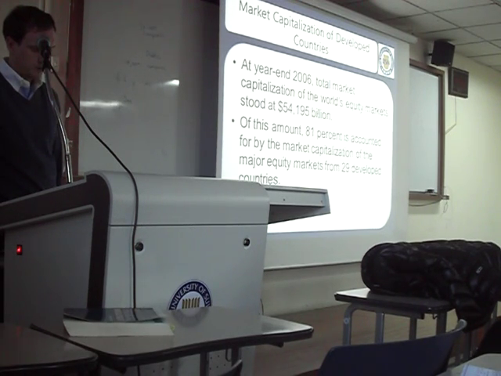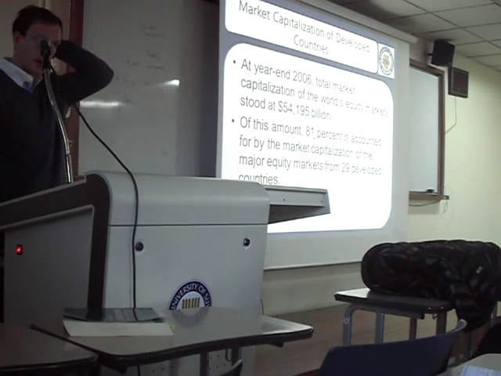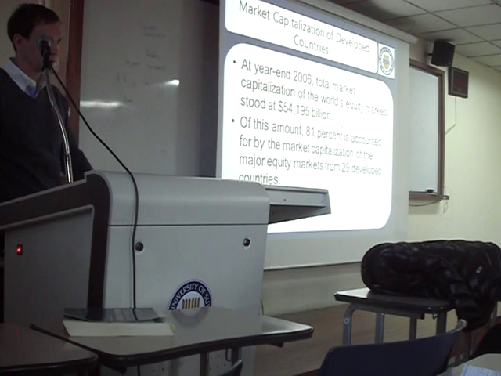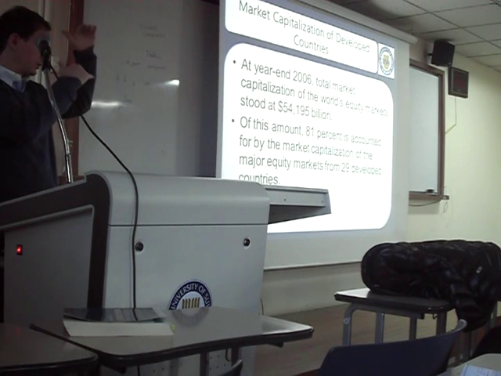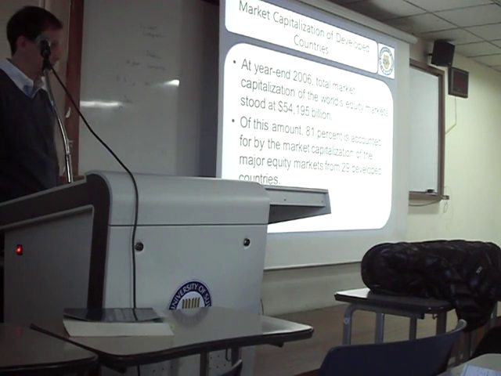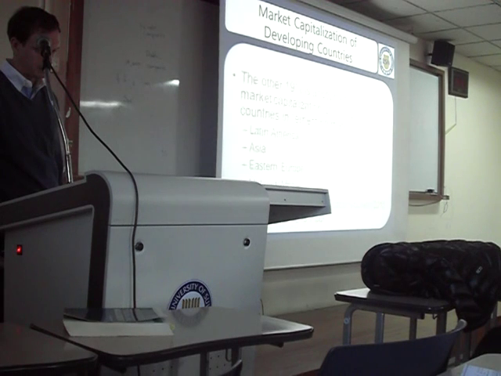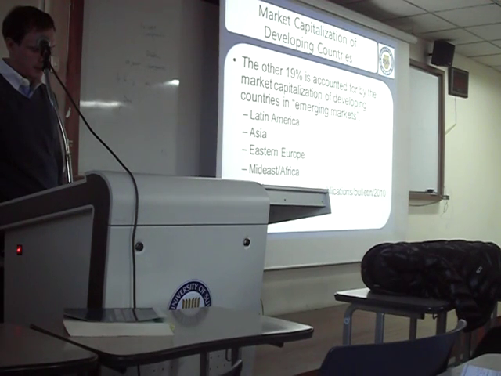So there are different reasons, but we can see that most of the stock markets we're talking about are in the developed countries. Okay? That's where most of the money is. These days, the difference is getting smaller. Okay? Especially the BRIC nations are catching up. So the other 19% is accounted for by the developing countries.